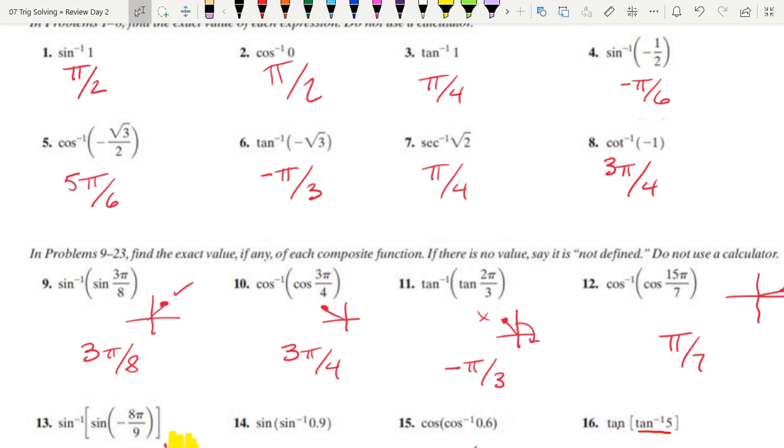On number 7, I'm doing inverse secant of radical 2. If I want to do inverse secant of radical 2, that is like me asking inverse cosine of 1 over radical 2. I don't like that, so I can multiply top and bottom by radical 2. It is radical 2 all over 2. Or in other words, when is cosine positive radical 2 over 2? That is going to happen at pi over 4 on my unit circle. Other questions through number 12?